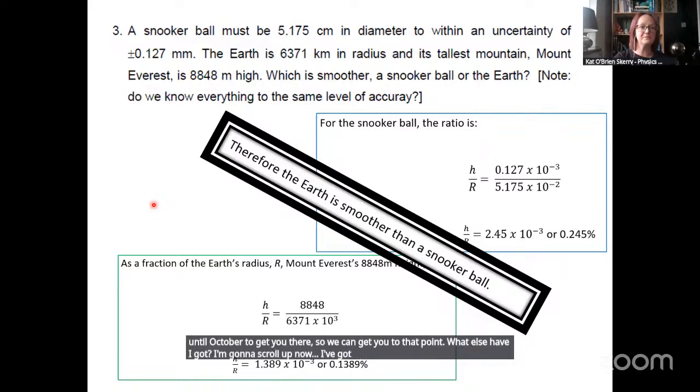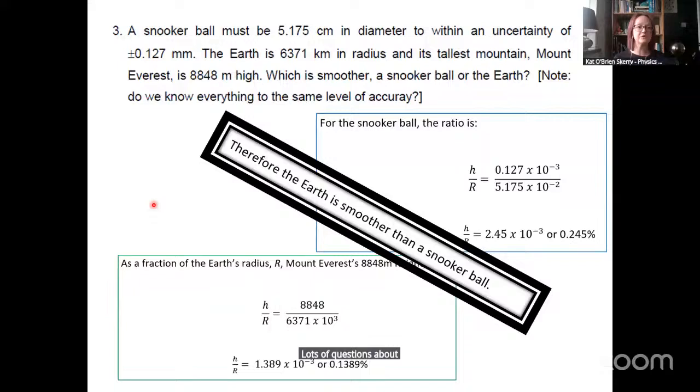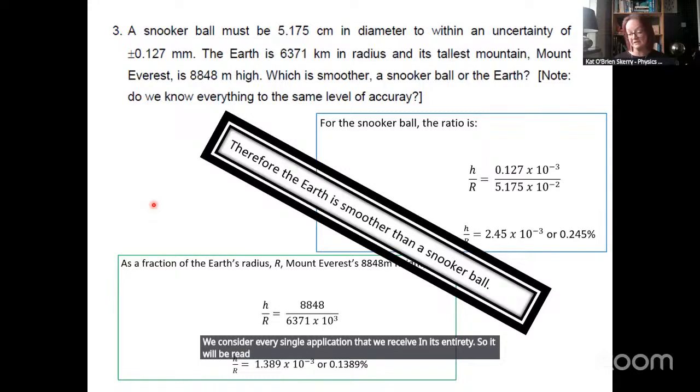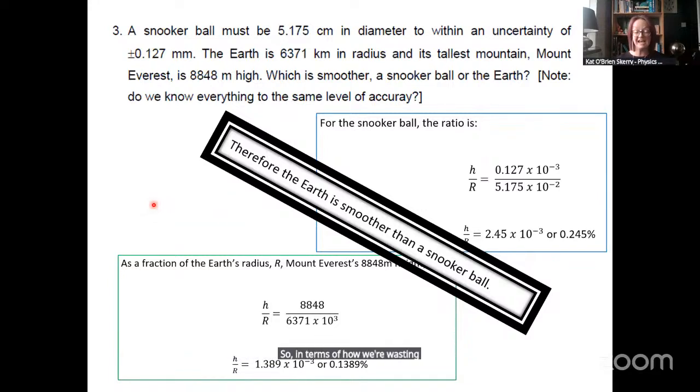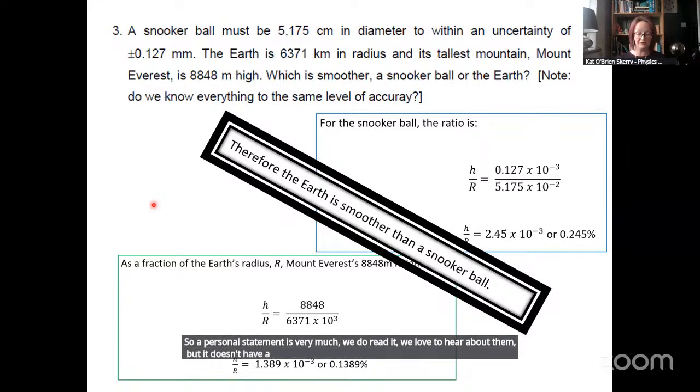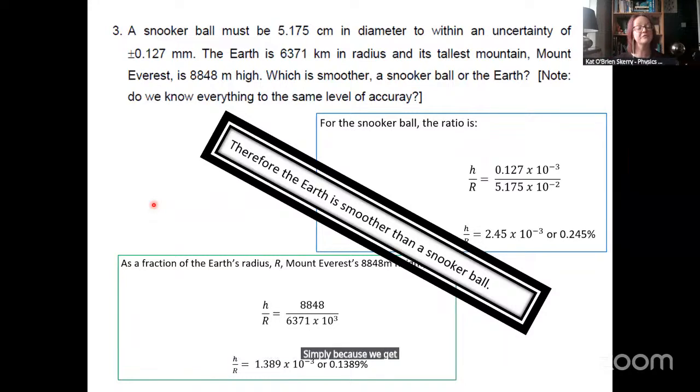I've got a few questions about interview. Lots of questions about personal statements. We consider every single application that we receive in its entirety. So it will be read, we will give it some thought, but it doesn't form a huge part of our consideration. In terms of how we're weighting them, the test and your exam scores are far more important to us. So the personal statement is very much, we do read it, we love to hear about them, but it doesn't have a major impact for us, simply because we get so much more information from you.